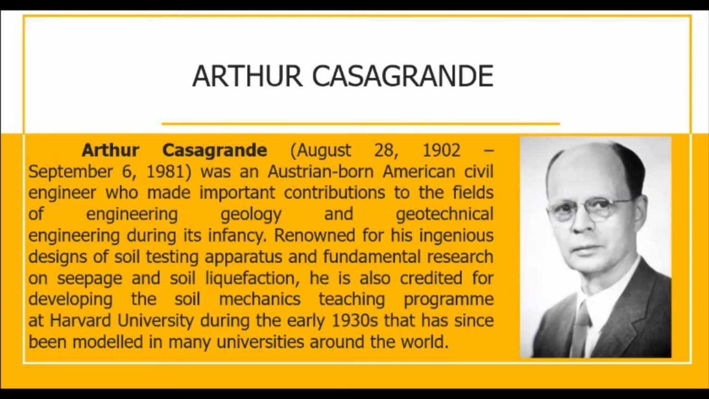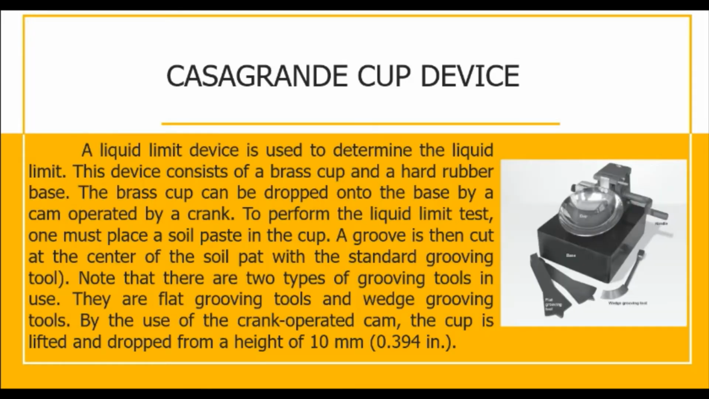Arthur Casagrande is an Austrian-born American civil engineer who made important contributions to the fields of engineering, geology, and geotechnical engineering during its infancy. He introduced the device called the Casagrande cup device in order to determine the liquid limit. So this is a picture of a liquid limit device or a Casagrande cup device.